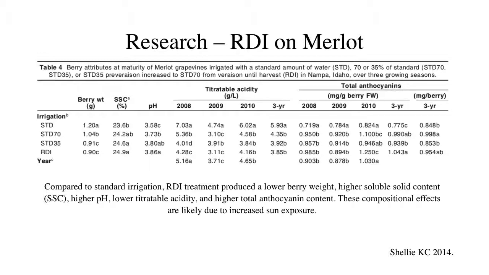The authors speculated that these compositional effects were likely due to increased sun exposure. That would make sense in that if the clusters are more exposed to the sun, they would have higher Brix, higher pH, and lower titratable acidity. The total anthocyanins also increased, which is in line with the idea that sun exposure would increase the development of these color precursors.